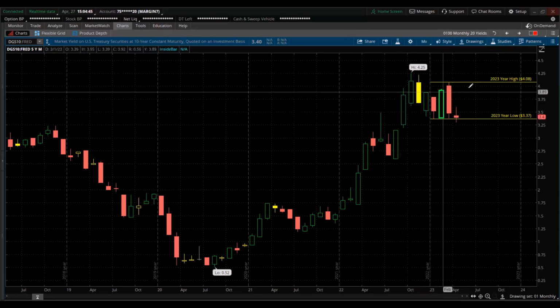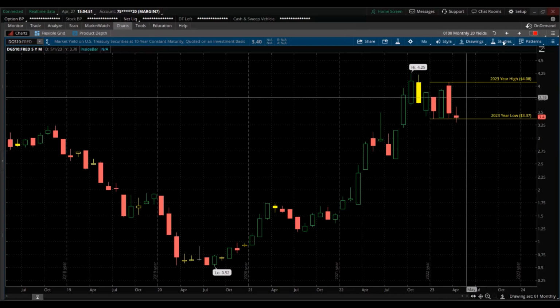Still tight consolidation here. Why? Because when the commodity companies borrow money at a higher interest rate, they're paying higher money.